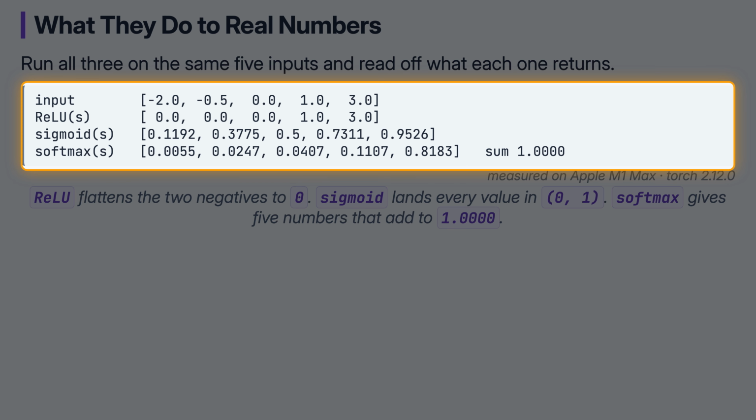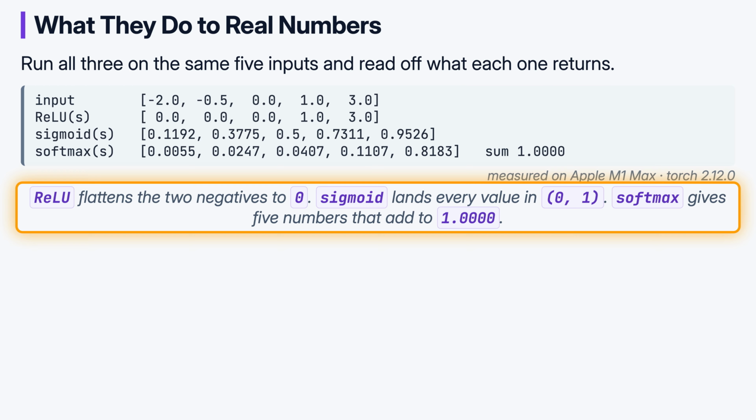Run all 3 on the same 5 inputs. ReLU flattens the 2 negatives to 0. Sigmoid lands every value between 0 and 1. Softmax gives 5 numbers that add up to 1. That sum is the tell. It is a probability distribution over the 5 slots, which is why it ends a classifier at prediction time.